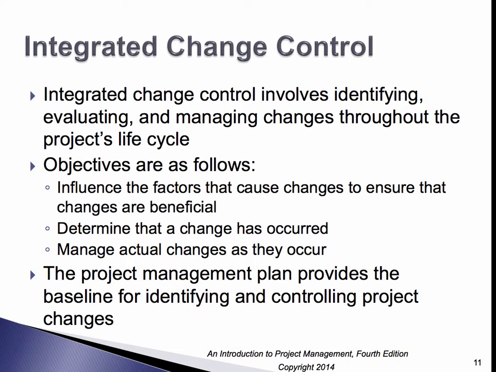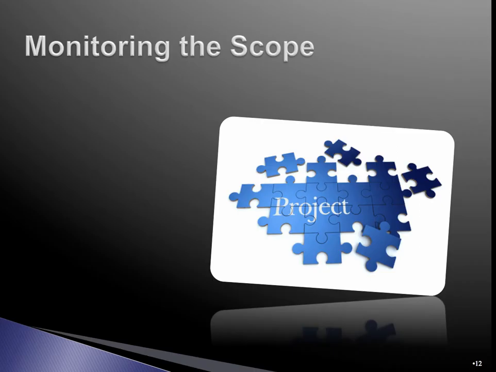The objectives are as follows. Influence the factors that cause changes to ensure that changes are beneficial, determine that a change has occurred if it's occurred, and manage the actual changes as they occur. The project management plan provides the baseline for identifying and controlling project changes, because changes will occur. It's not a matter of if, it's a matter of when they happen and how you handle them. One of the most difficult things to manage is the scope, because once a project gets started, people think of all kinds of extra things that it can do.